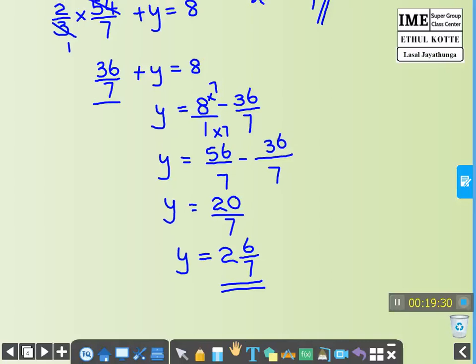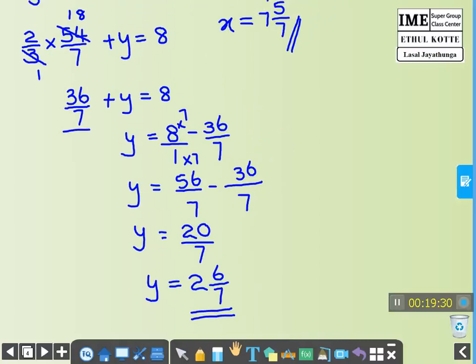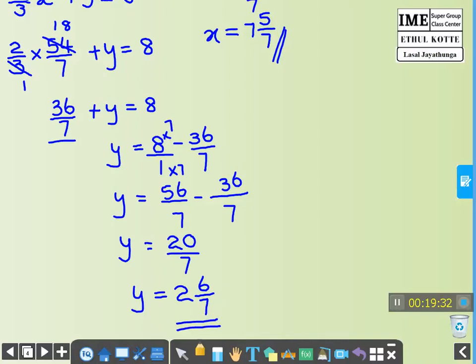Right. So the answers, we'll write them together. X answer is 7 5 over 7. Y value is 2 6 upon 7. Right. We'll move to the next one.